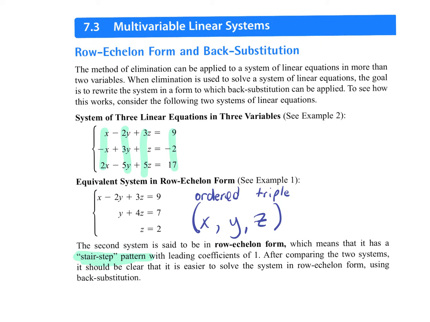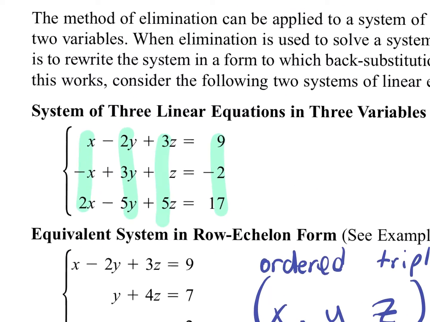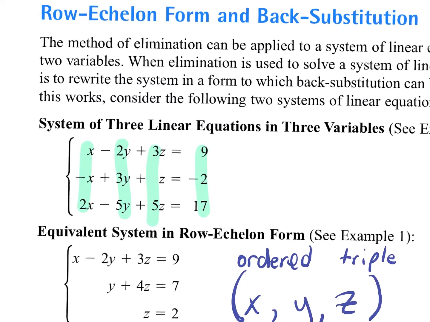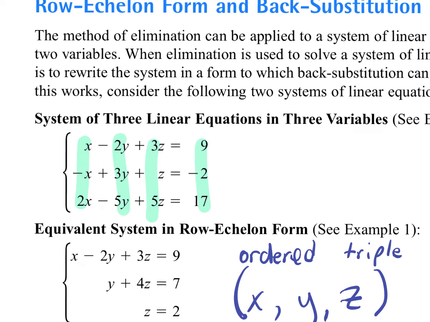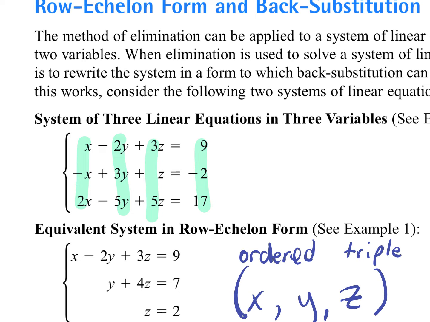7.3 talks about multivariable linear systems, okay? Multivariable means more than one, right? Linear, everything's to the first power. And it's a system, meaning there's more than one equation. So if you look here, this is a system of 3 linear equations with 3 variables. Do you see how all of the x's are lined up on top of each other? All of the y's are lined up on top of each other. All of the z's. And then you have an equal sign and numbers. Everybody see that? You're with me?